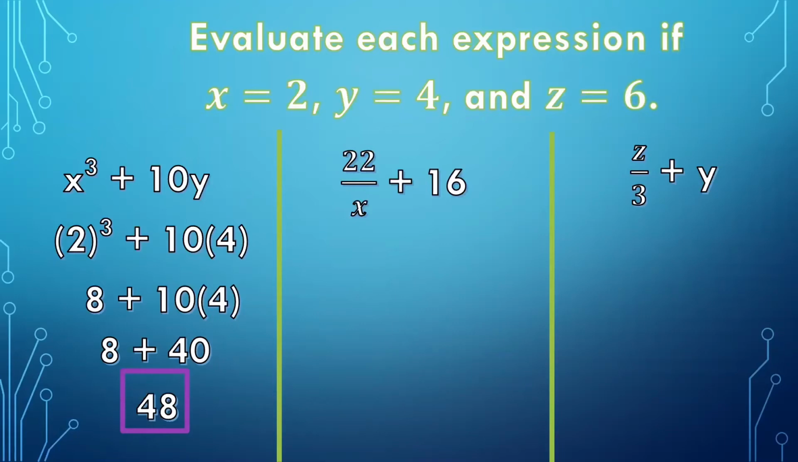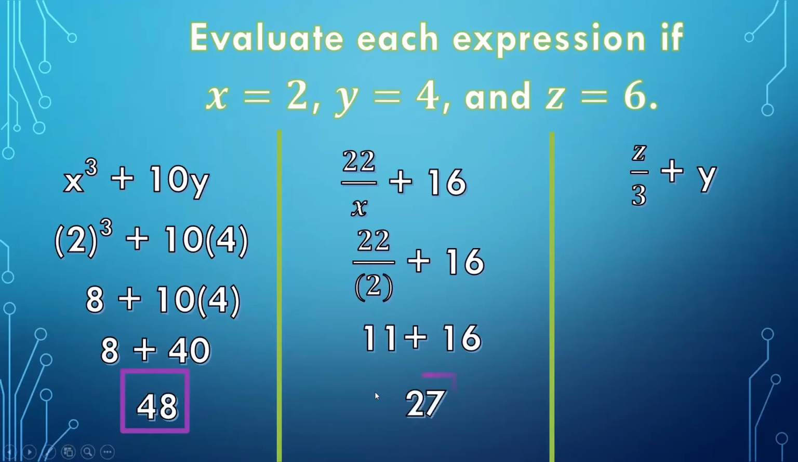I have 22 divided by x. Where we're at in our math career, whatever you want to call it, you have to commit to your memory and knowledge that a fraction bar means division. So I'm going to replace my x with its value, and the value of my x is 2. It says it right there in our instructions. Now, order of operations tells me I have to divide first. So when I divide, I get 11. I then add 16, and my final answer is 27.